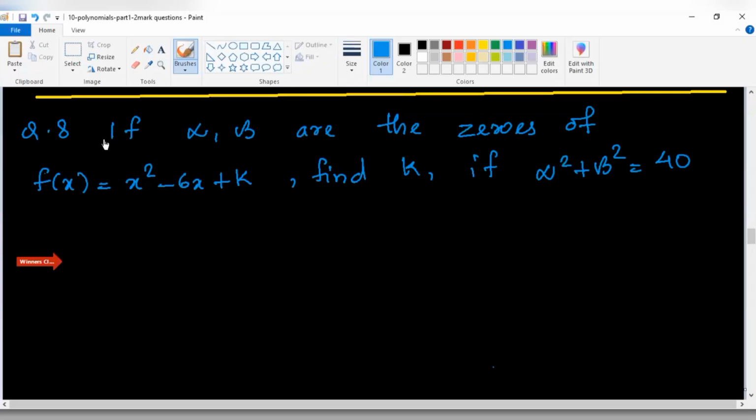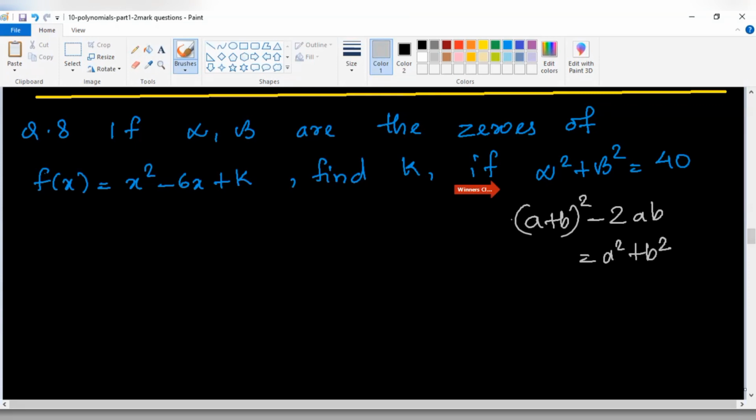This is our eighth question. If alpha, beta are the zeros of this polynomial, find k if alpha square plus beta square is equal to 40. So, as we have discussed in the previous questions, this is coming from an identity: a plus b the whole square minus 2ab will give us a square plus b square, right?